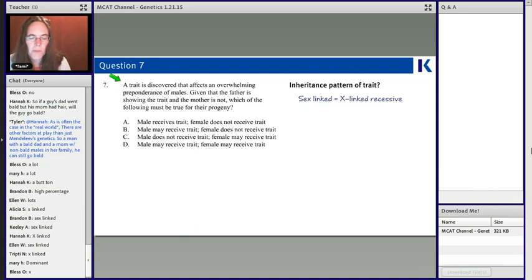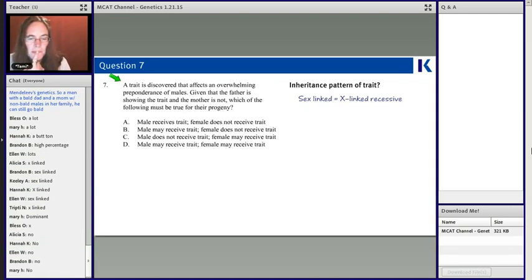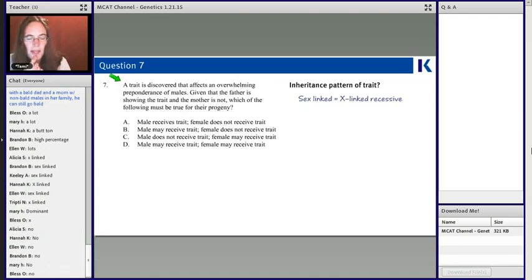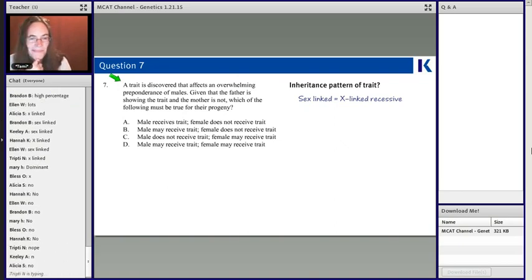Given that the father is showing the trait, dad is bald, and the mother is not, which of the following must be true for their progeny? Okay, I know dad is X affected and Y. Do I know what mom is? I'm going to use my answer choices here to help me. If mom was X normal, could any of her children ever be carriers or have the disease? No. Look at the answer choices.